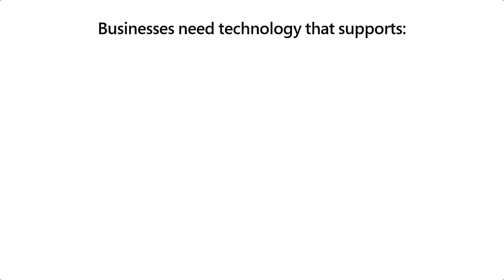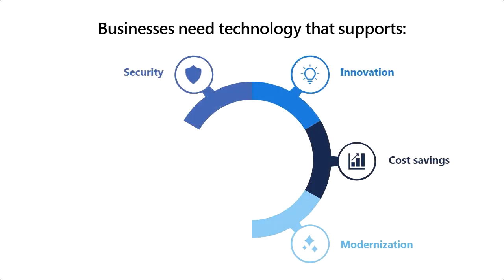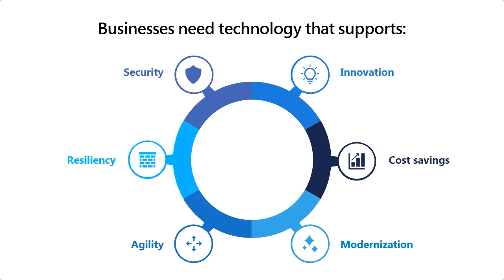So what's the first thing that we look at when we talk about that? Well, we know at the top of the line is always going to be security. From there, we can go into a couple other things like innovation, cost savings, agility, and resilience, all those other options. But the one thing that I really want to focus on, it all comes down to one thing, and that is digital transformation.